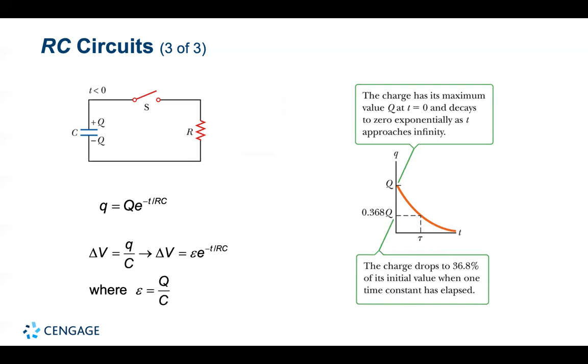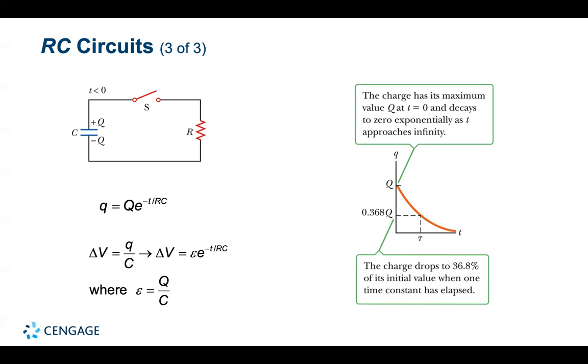Let's consider the circuit in the figure on the left, which consists of a capacitor with initial charge Q, a resistor, and a switch. Before the switch is closed, the potential difference across the charged capacitor is Q divided by C. Once the switch is closed, the charge begins to flow through the resistor from one capacitor plate to the other until the capacitor is fully discharged.